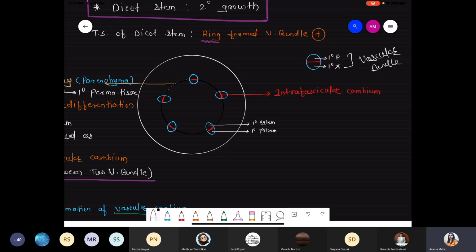Why intra? Because these are part of a single vascular bundle. Cambium is present inside the single vascular bundle, between the differentiated primary phloem and primary xylem. So primary in origin, intrafascicular.